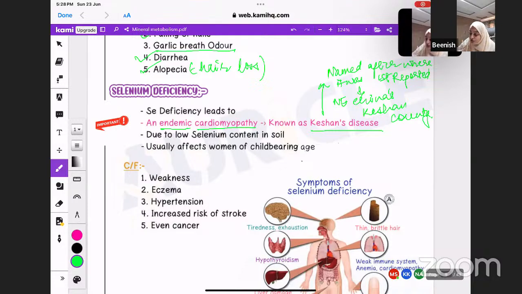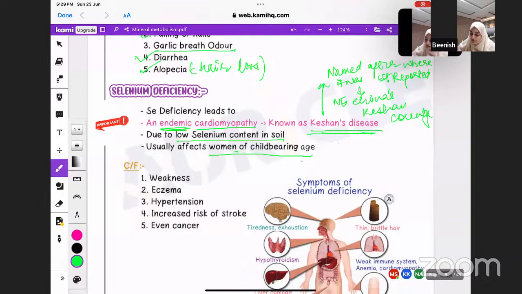So Keshan disease is basically an endemic disease relating to Keshan County in China, and it causes cardiomyopathy. So there are heart problems, a problem in the muscles of the heart. And why is this so? Because there is low selenium content in the soil of that region. So the food there leads to endemic Keshan disease, and this usually affects women of childbearing age. So there is selenium deficiency because the soil in that area has low levels of selenium.